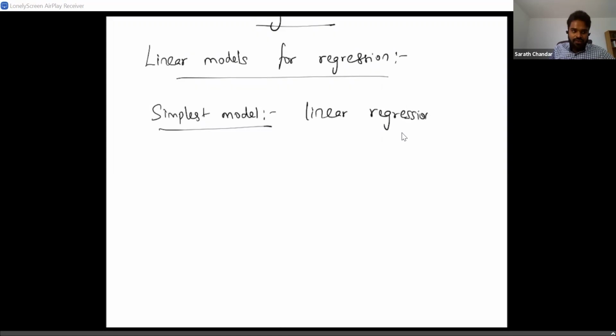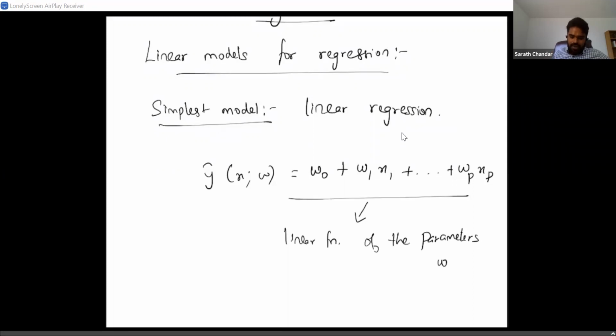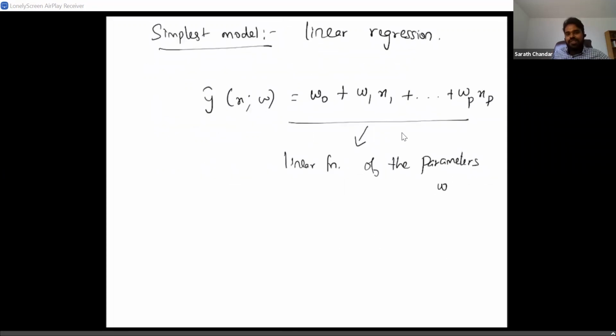Right? In the case of linear regression, y hat of x given w is given by w0 plus w1 x1 plus wp xp, where you have p features in your data. Now this equation is a linear function of the parameters W, where W is a vector which has all W0 to Wp. Now there is a limitation. The obvious limitation is this is just drawing a line.